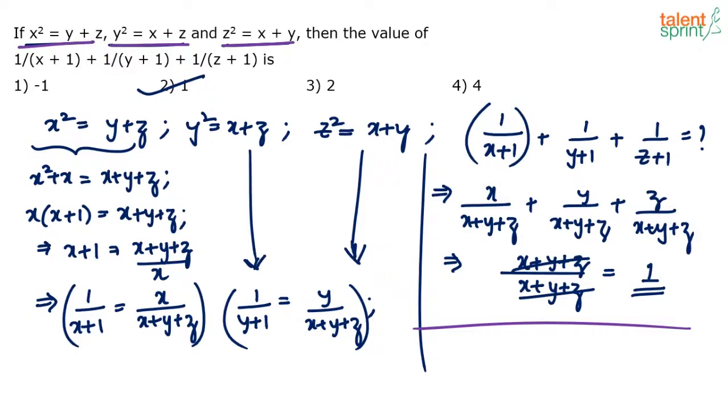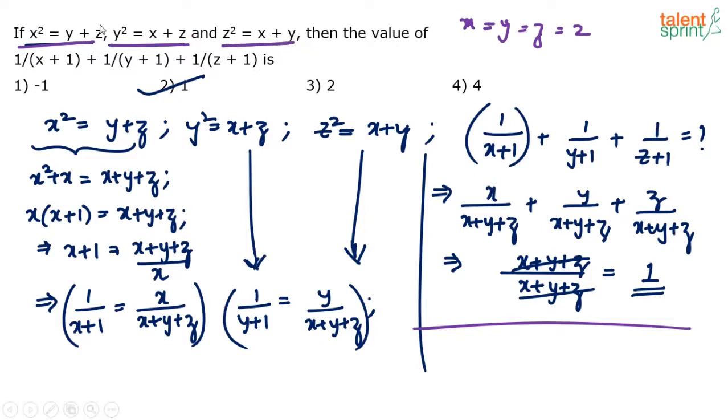The only thing that I can think of is 2, 2 and 2. Let's assume x equals 2, y equals 2, z equals 2. All 3 are equal to 2. So what happens? 2 squared, 4, equals 2 plus 2, 4. The same holds for all three equations.